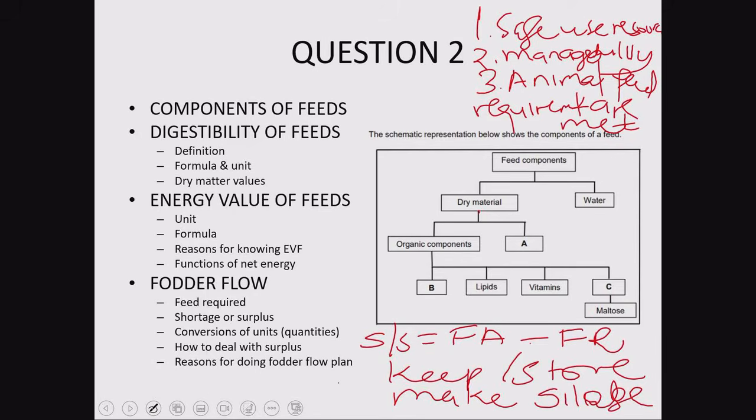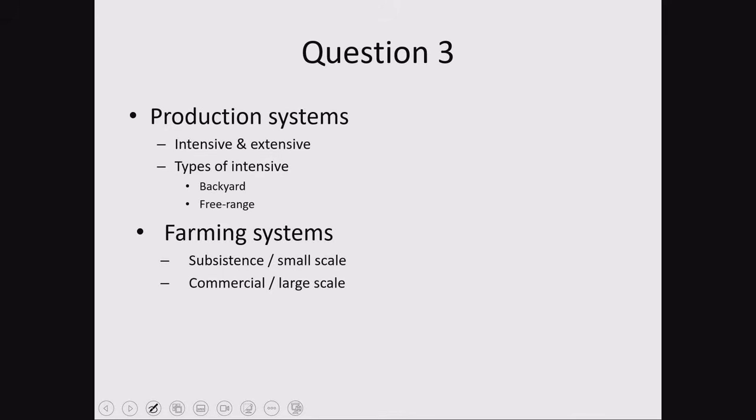So I will go to the next slide, which talks about question 3. The problematic areas in question 3 were learners were not able to identify the production systems that were in question 3. So you must be able to know the 2 types of production system. We have an intensive production system and extensive production systems.